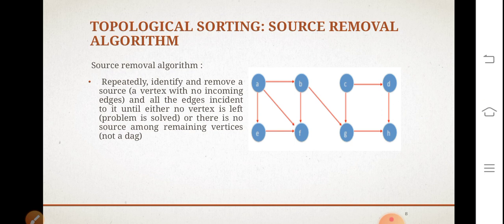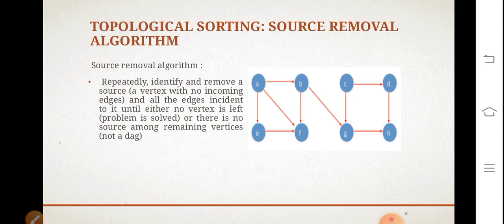What is the source removal algorithm? This algorithm repeatedly identifies and removes a source, a vertex with no incoming edges. It identifies and removes a source, that is a vertex with no incoming edges, and all the edges incident to it, until either no vertex is left, then the problem is solved, or there is no source among the remaining vertices, that is, it is not a DAG.